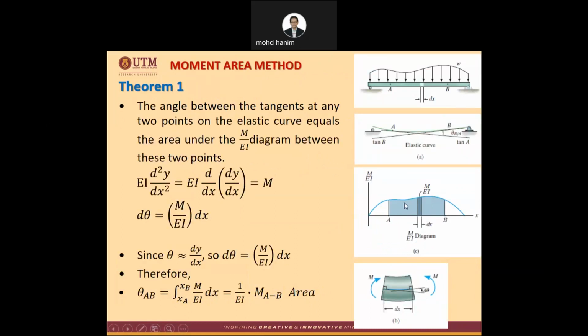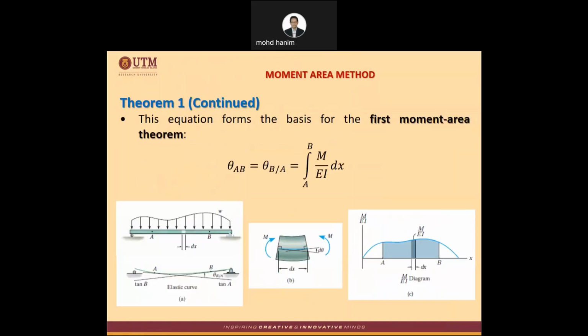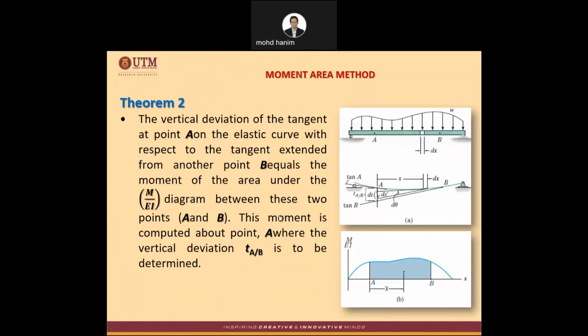What is the area under the bending moment curve? This is the tangent or the slope between A and B. Now this is an important theorem that we are going to use in deflection of beam. It is not deflection yet. This is the tangent. We use this tangent between A and B to calculate deflection later on, and it is done through theorem 2.